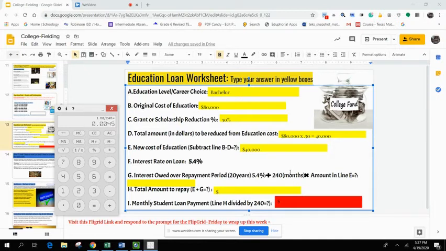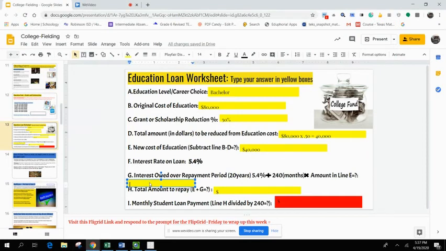I'm going to take that and multiply that times line E. Well, line E we said was 40,000. So $180 in interest, that would go here.